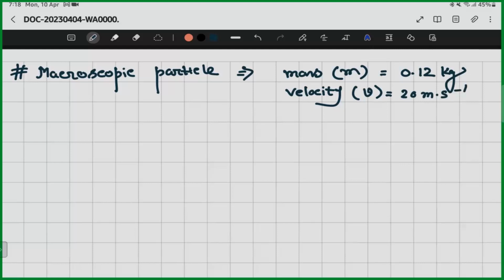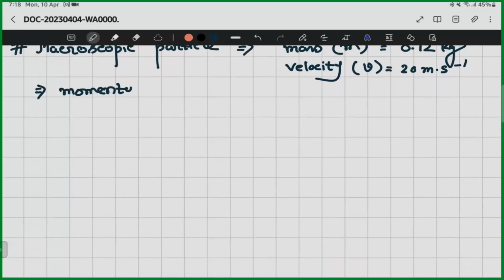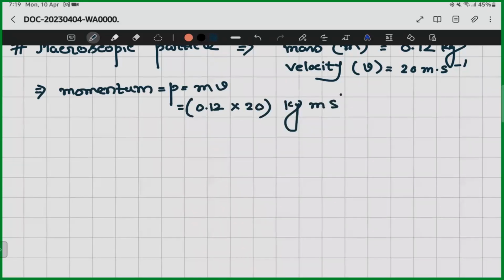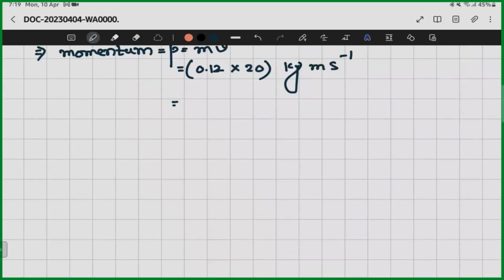If we put these values in, what will be the momentum? Momentum p equals mv, that means 0.12 into 20. What will be the unit? Kg meter second inverse. So what will be the value? 2.4. So this is the momentum.